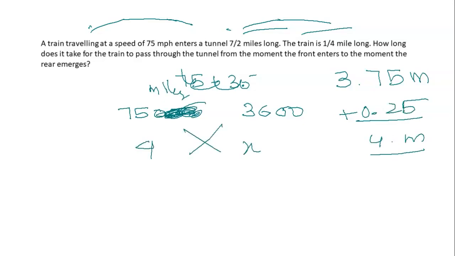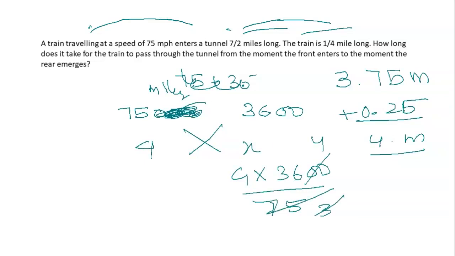So your answer is 4 into 3600 divided by 75. And then 987. So the answer would be 12 into 448.